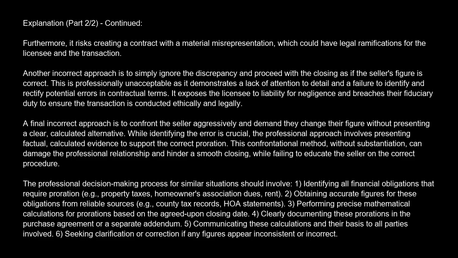The professional decision-making process for similar situations should involve: 1. Identifying all financial obligations that require proration, e.g., property taxes, homeowners association dues, rent. 2. Obtaining accurate figures for these obligations from reliable sources, e.g., county tax records, HOA statements. 3. Performing precise mathematical calculations for prorations based on the agreed-upon closing date. 4. Clearly documenting these prorations in the purchase agreement or a separate addendum. 5. Communicating these calculations and their basis to all parties involved. 6. Seeking clarification or correction if any figures appear inconsistent or incorrect.